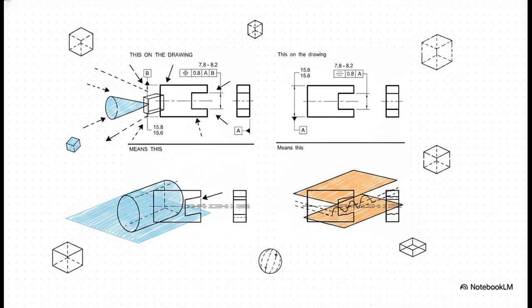When we use one of these symbols, we aren't just slapping a plus or minus onto a flat dimension. No way. These symbols create a literal and visible 3D envelope in space, whether that's a cylinder, parallel planes, or profile boundaries offset from a true curve. The physical part you actually manufacture has to fit entirely inside that specific 3D envelope.